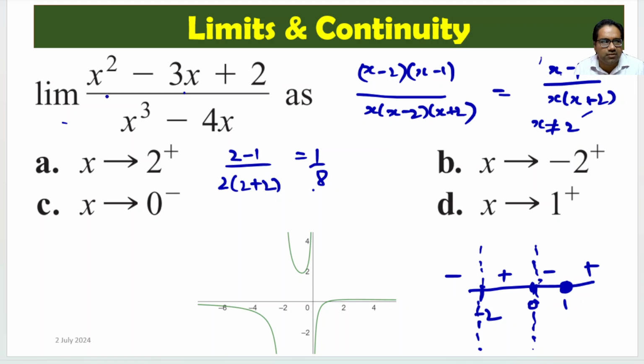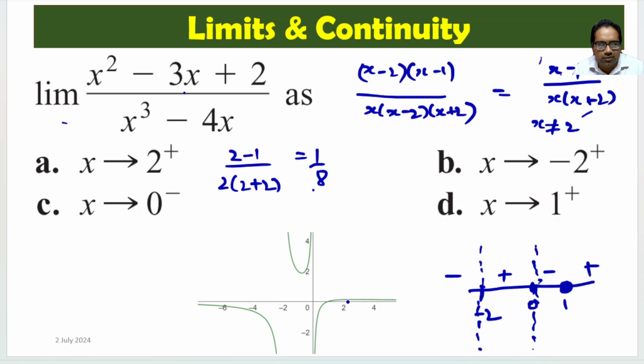See, this function is not defined at x equal to 2, because there is a factor x − 2 in the denominator. This function is not defined, but the limit at x equals 2, when x tends to 2 plus, is 1/8. That means we can make this function as close to 1/8 as possible.